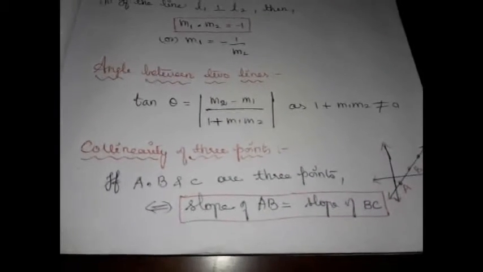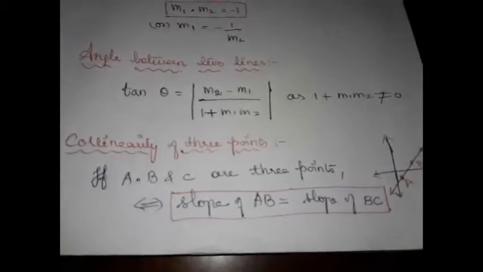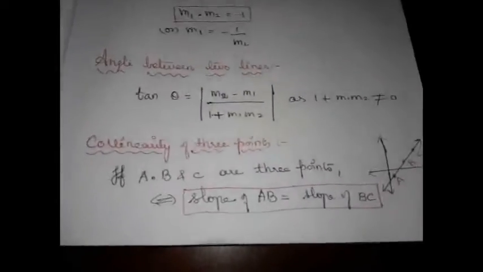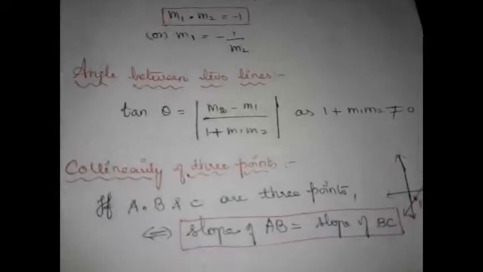Next is collinearity of 3 points. Just now I told you a condition, a problem can be faced in many ways, right? So just now we have seen a condition to show that the 3 lines are collinear. What is it? The 3 points are collinear when the area of the triangle is equal to 0. If the area of the triangle is 0, we can say the 3 points are collinear.